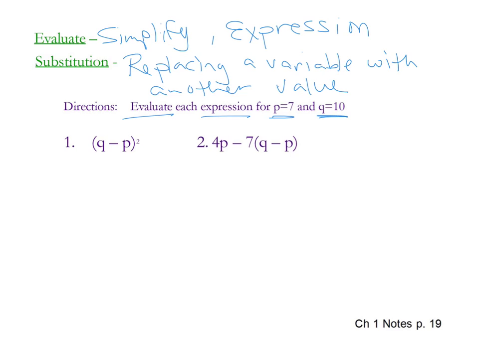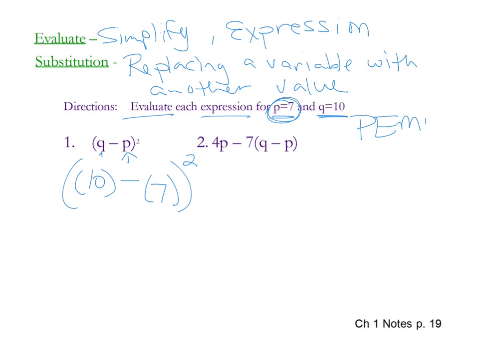So I have a saying you're going to hear me say a lot. Always practice safe math, substitute in parentheses. So right here I see a Q. So I'm going to put parentheses, and I'm going to change that Q to 10. Minus. Then I see right here I have a P, and my P is supposed to be 7. So I'm going to change it to a 7. And I've got an exponent up there of 2.